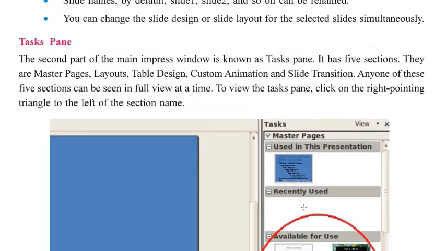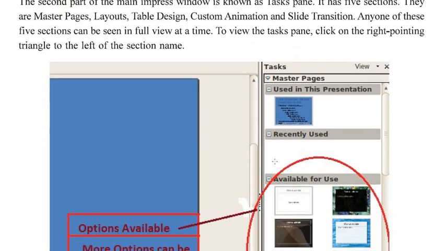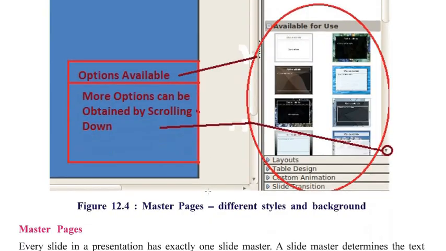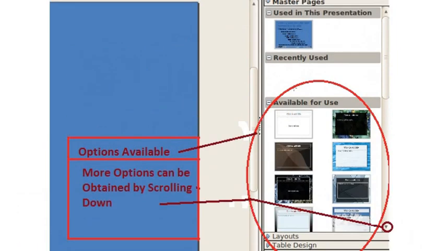To view the task pane section, click on the right pointing triangle to the left of the section name. Here a small triangle is given, there you click, then that will open. Just now the layout triangle is facing toward this side. You click here, it will open. Now one by one these 5 things are explained.